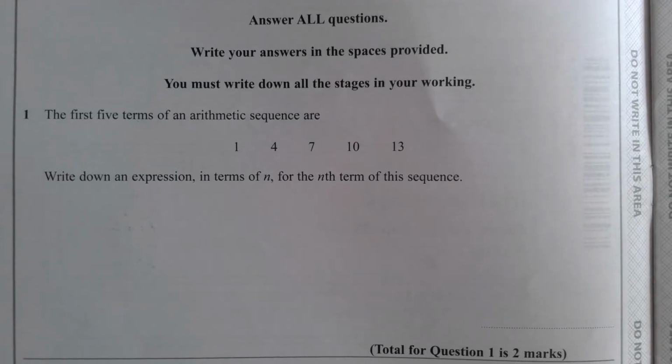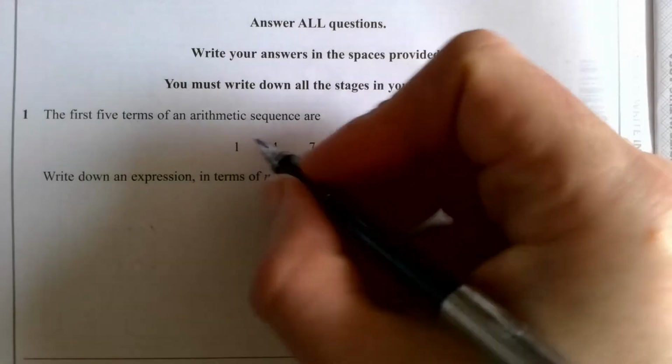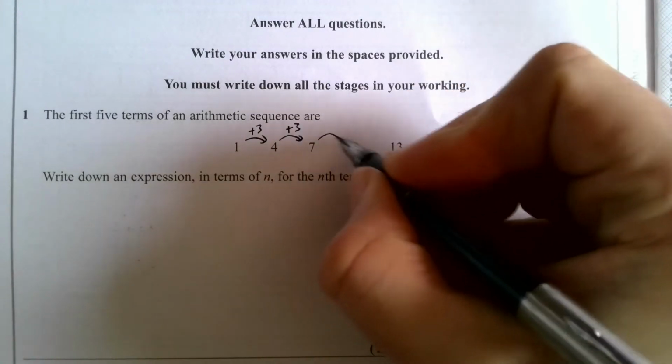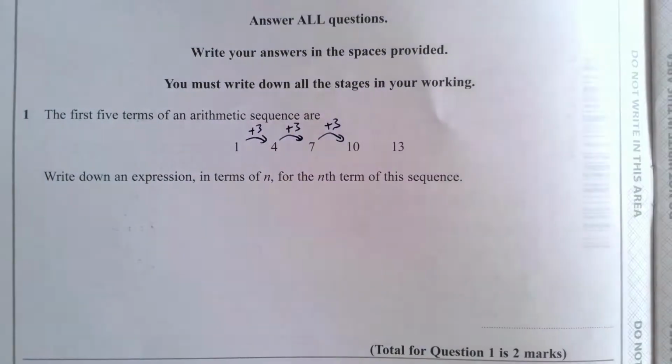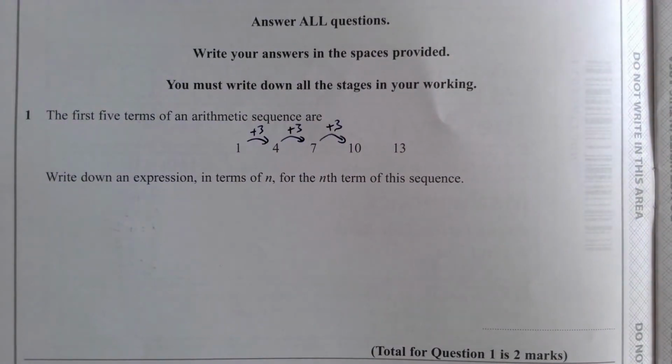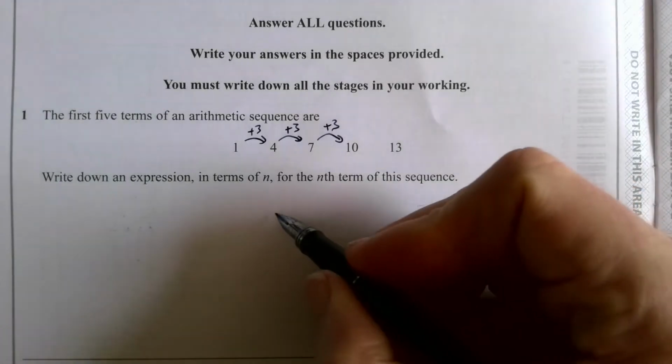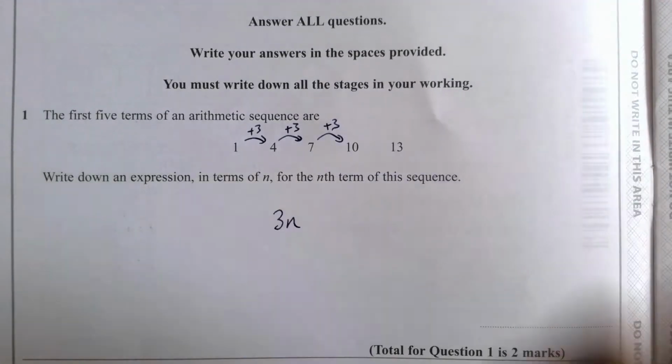Question 1, the nth term. Now, many of you hopefully would realise that what's going on here is it's getting bigger by 3 each time. And some people write n plus 3, but that would be wrong. What goes up in 3s? The 3 times table. So that links it to the 3 times table.